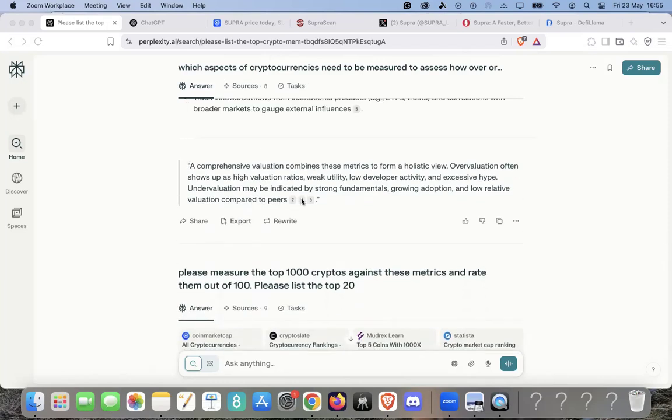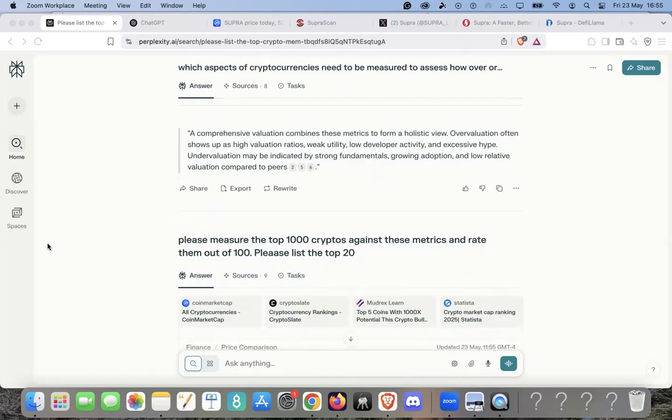And here we have a summary. A comprehensive valuation combines these metrics to form a holistic view. Overvaluation often shows when there are high valuation ratios, weak utility, low developer activity, and excessive hype. Now, hype is a big thing in crypto that you need to be aware of. An undervaluation may be indicated by strong fundamentals, growing adoption, and low relative valuation compared to peers.